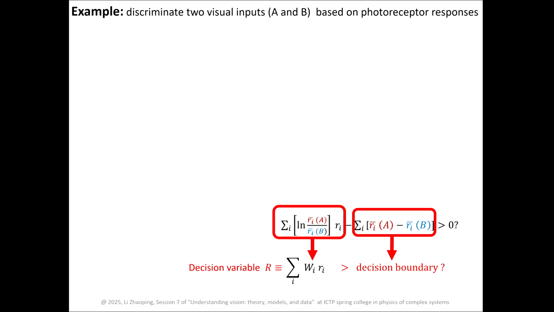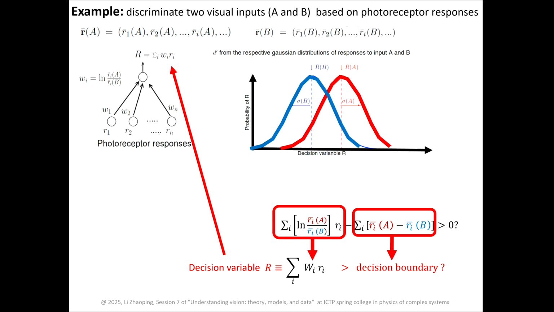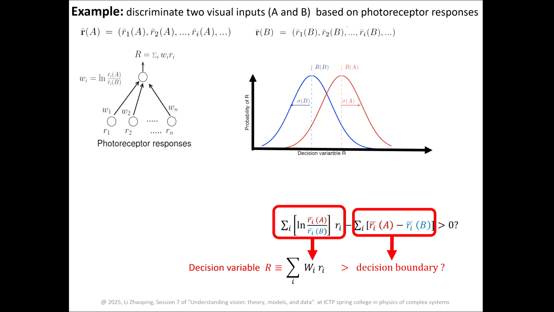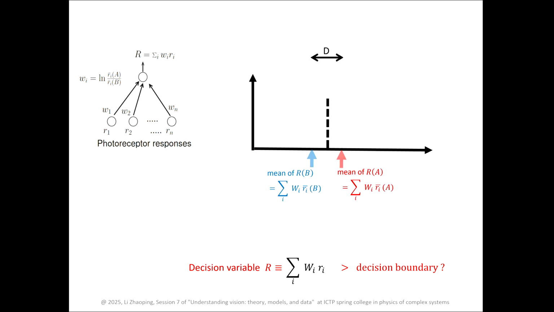A or B based on photoreceptor responses. The population response vector to input A is this one on average, and is this one when the input is B. Then the probability distribution of this decision variable R is like this when the input is A, and like this when the input is B. Its mean value is here when the input is A. Let's look at this distance D, and then the discrimination index D prime. D follows this expression as the difference between these two mean values.